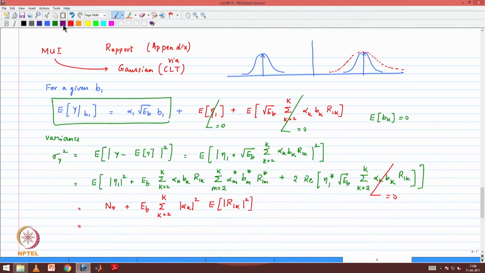The expected value of r1k is approximately 1 over Q. That is how we would design the codes, and that would be the case when you had the PN sequences. So this is a very key expression for us: sigma y squared is equal to N naught plus EB divided by Q, summation k equal to 2 to uppercase K, of alpha k squared. So that is the variance of the decision statistic.